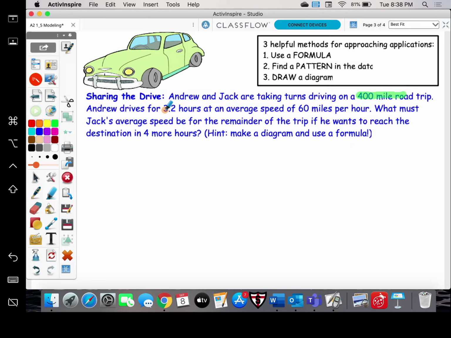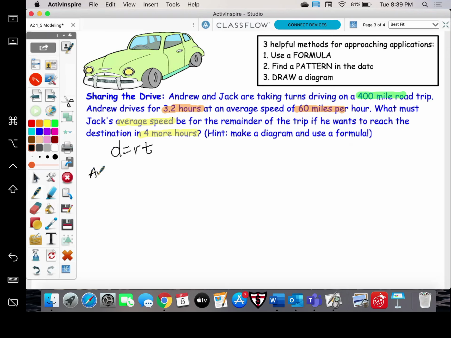Andrew, I'm going to make Andrew orange here. Andrew drives for 3.2 hours at 60 miles per hour. And Jack is going to take over after that 3.2 hours. He wants to drive 4 hours, but we have to figure out his average speed. Okay? So, I like to set up these things. When we're talking about distance, rate, and time, there's a formula for relating the distance, the rate, and the time. Does anybody remember what that happens to be? Okay? Distance is equal to the rate times the time.